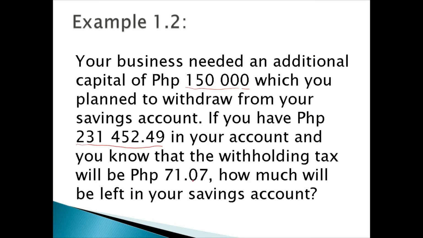Together with the withholding tax, which is 71.07, we're going to subtract another value, 71.07, from our savings account for us to know how much will be left in your savings account. Okay, which means that's savings account minus 150,000 and then minus 71.07. So let's do that in our solution.